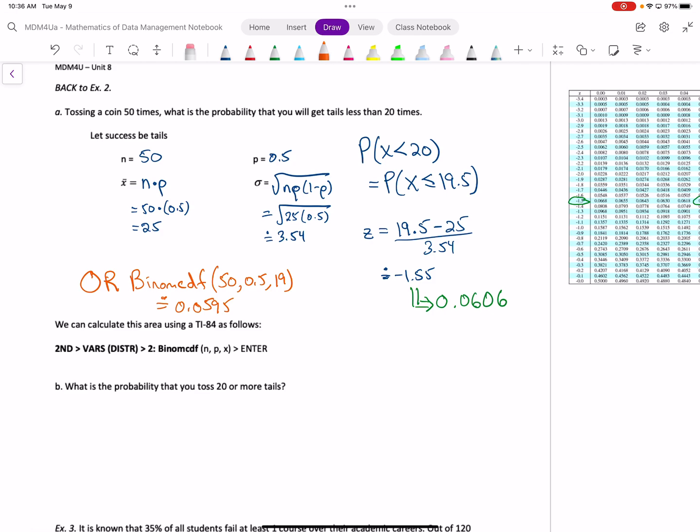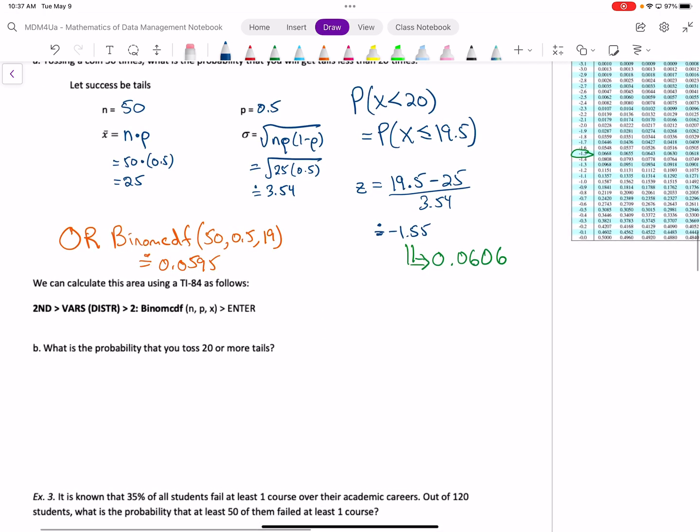Obviously, the calculator version is way less work, and it's really just knowing how to use that and interpret your answer, which is nice. Any questions on the calculator part? Did you get it, Noah? Oh, yeah. Yeah, that's good. So let's try the next one then.